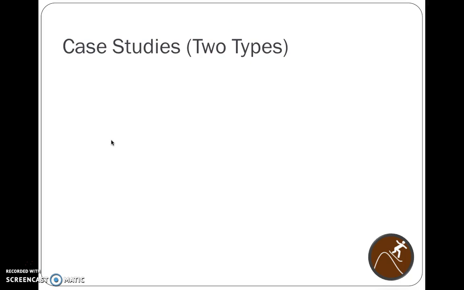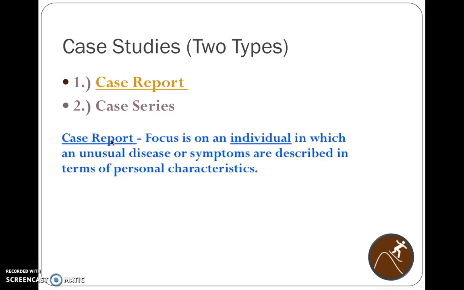So briefly, just to let you remember, while we're on study designs, case reports and case series are types of case studies. They're not the best for statistics. They're often more qualitative. The focus of a case report is on a single person. Usually that single person has some sort of unusual or rare disease.